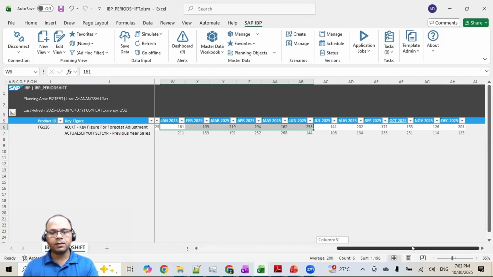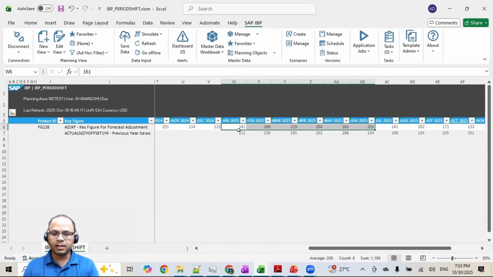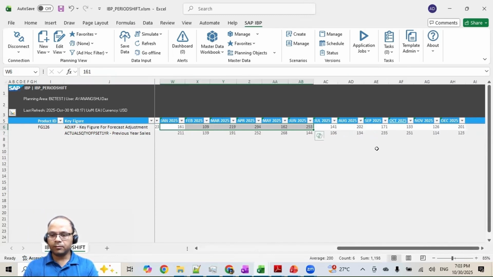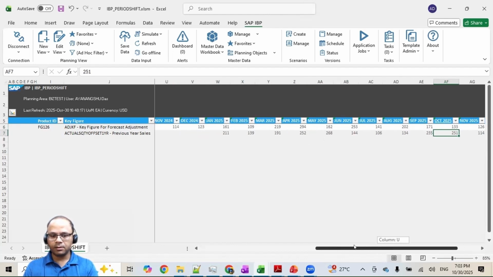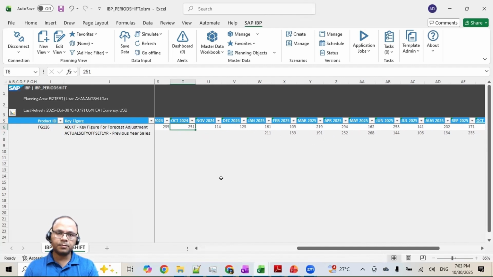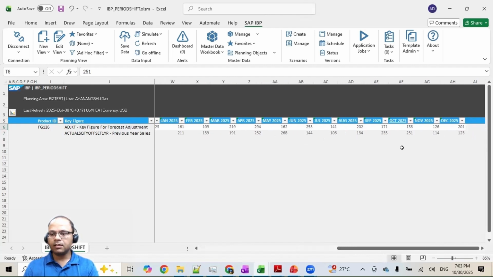The typical use case that we have discussed is that, as a planner, I want to see what was the forecast that was predicted for October 2025 and what is the same value that was predicted in 2024. So in October 2024, we see that the prediction was 251, whereas in 2025 it is 133, which gives us an indication to check whether we should go back and see if the stat has done something wrong or the consensus is wrong or it is a trend.